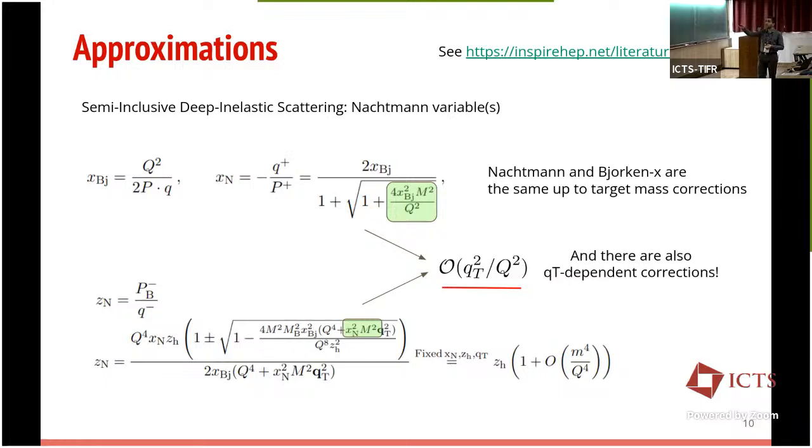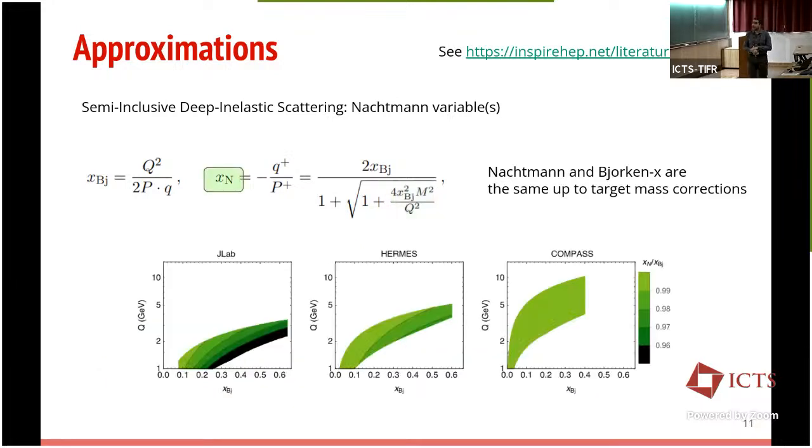So this paper here actually is kind of a guide on how to use all these kinds of approximations. And if you're interested in this topic, I really suggest you look at it. Okay, so this is, for example, based on the paper here, an analysis of the kinematics of semi-inclusive DIS that tells you what's the relevance of this target mass correction on setting up your kinematics in these different experiments.